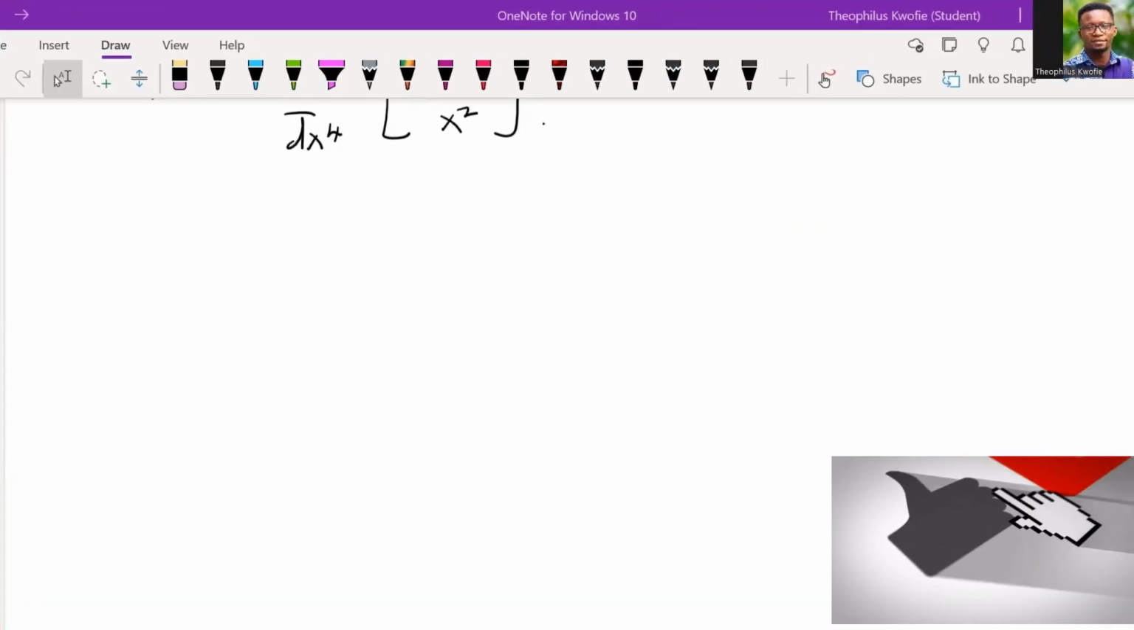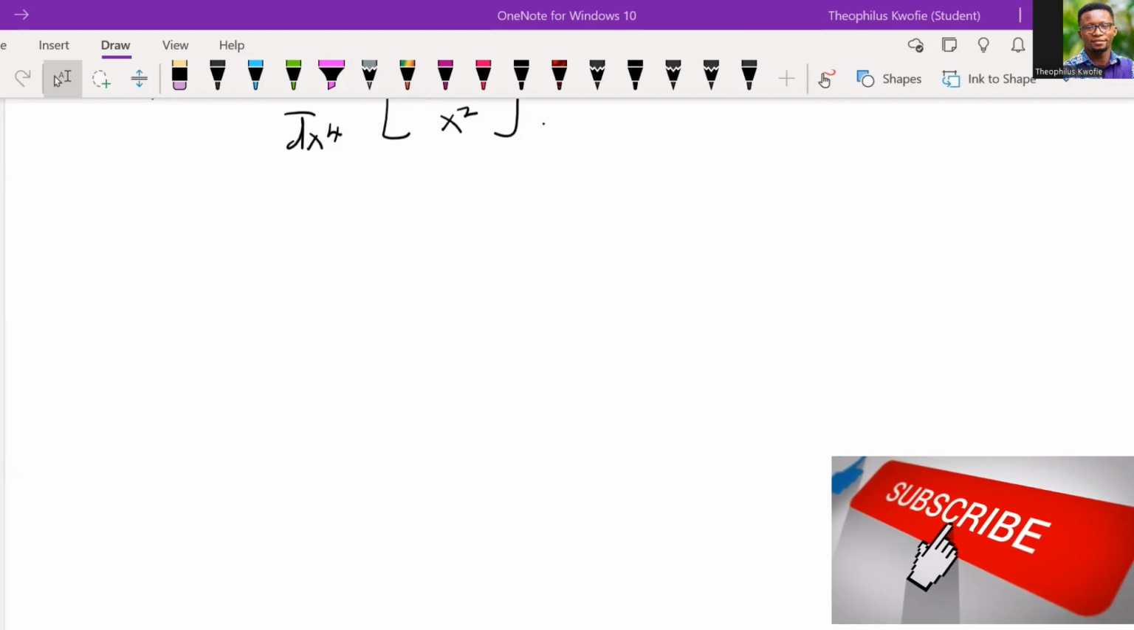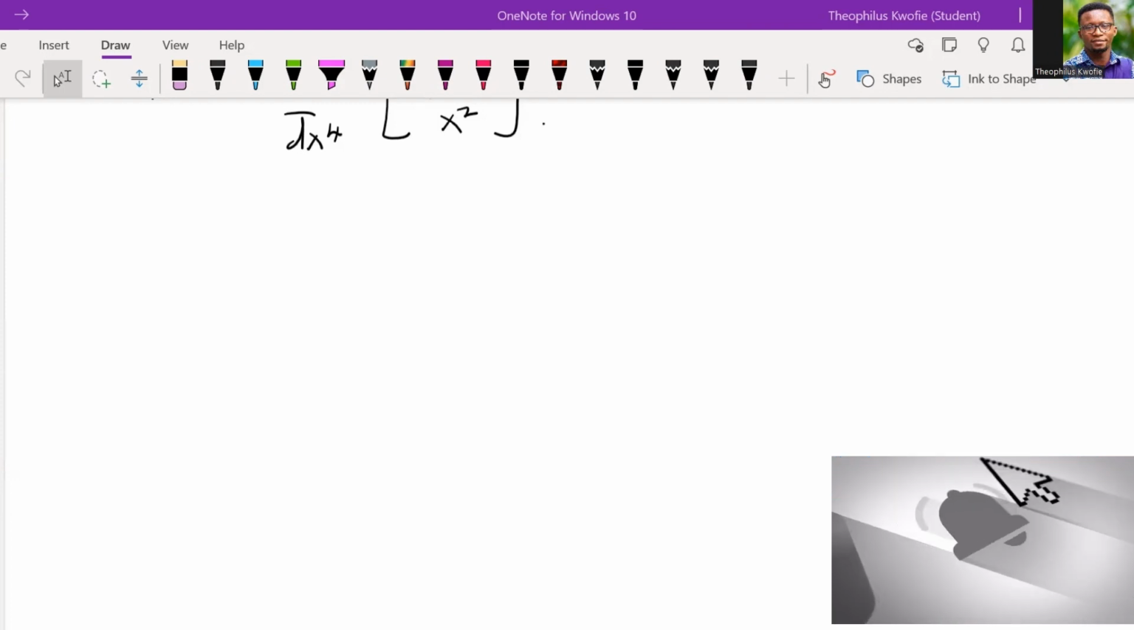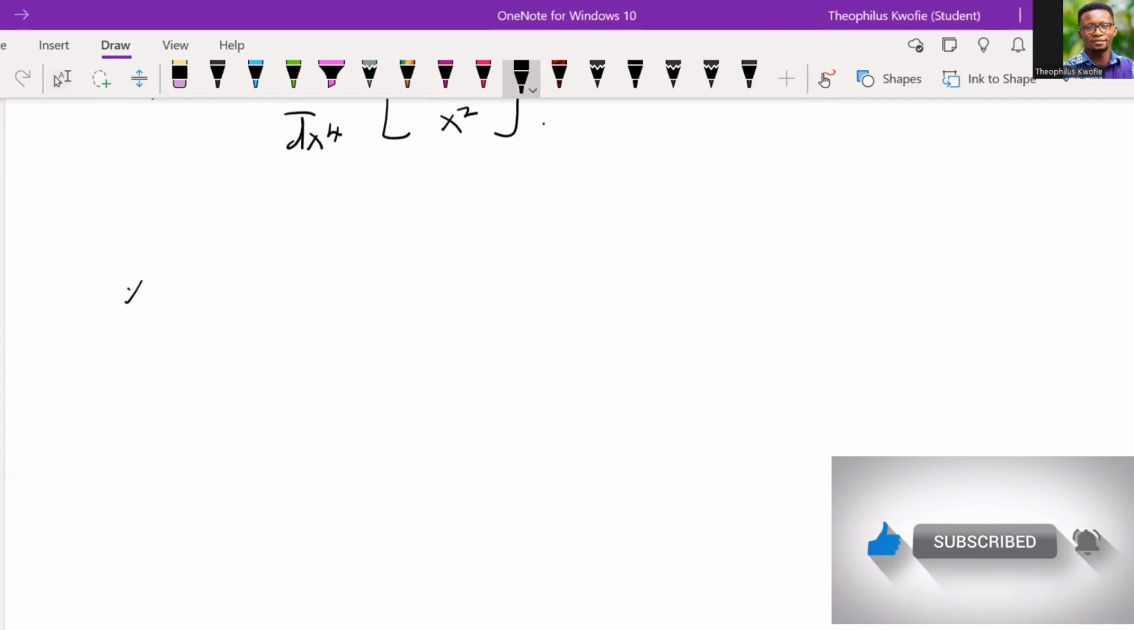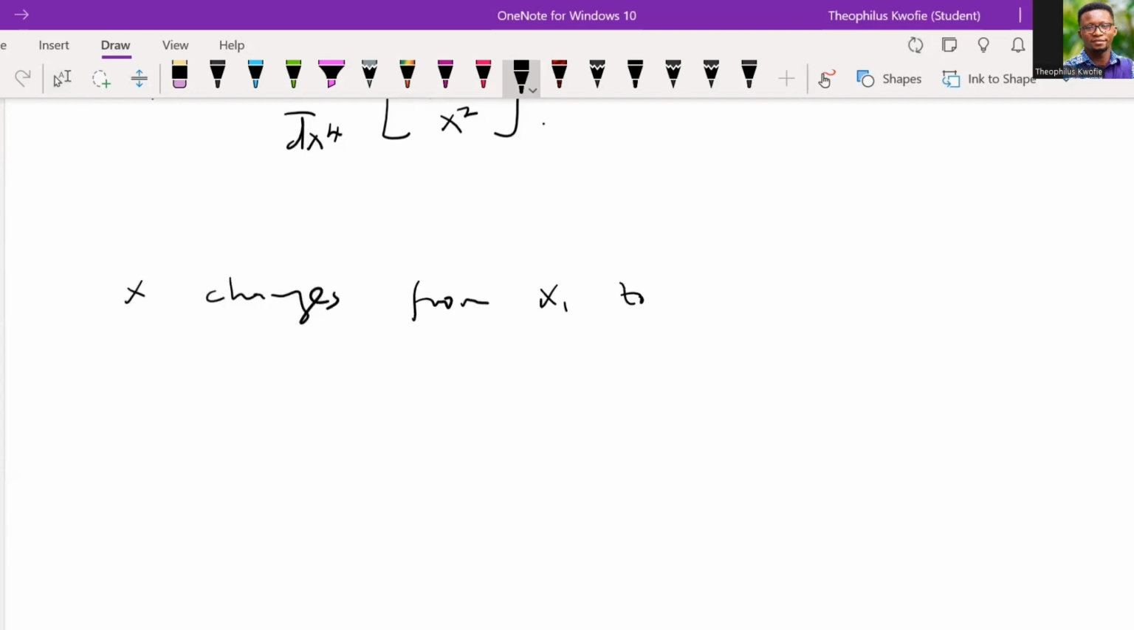Quick recap on the concept of rate of change. Suppose x changes from x1 to x2, then the change in x will just be x2 minus x1, okay? Because x is changing from x1 to x2. Then what becomes the corresponding change in y? The corresponding change in y becomes f of x2 minus f of x1.